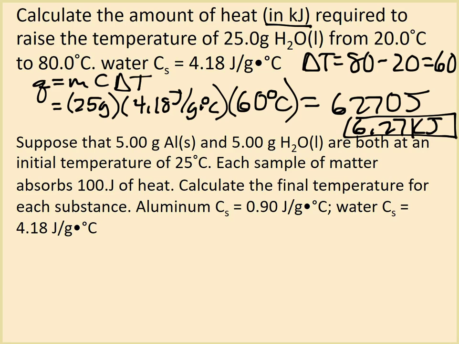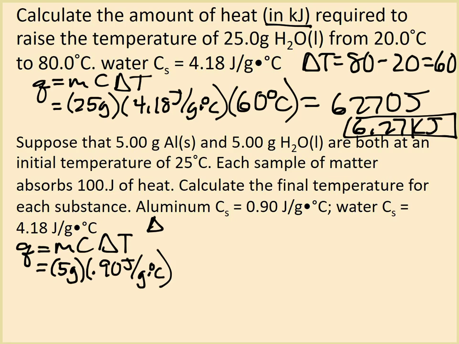Suppose that 5 grams of aluminum and 5 grams of water are both at an initial temperature of 25 degrees. Each sample absorbs 100 joules of heat. Calculate the final temperature of each substance. So let's start off with our aluminum. Now because I have aluminum, I have to use the specific heat of aluminum. My delta T, remember, is final minus initial. And they're asking for the final temperature.